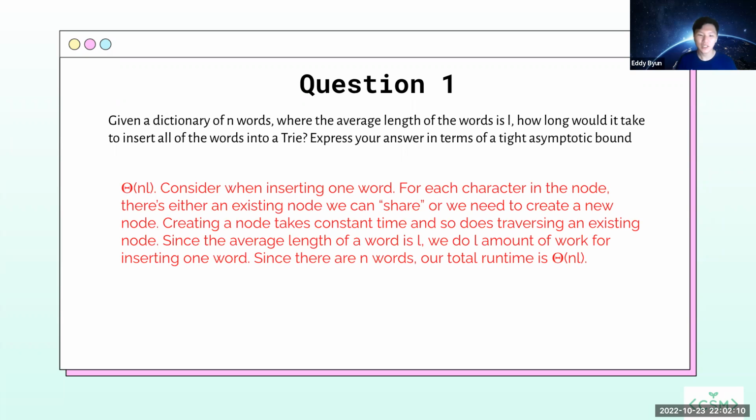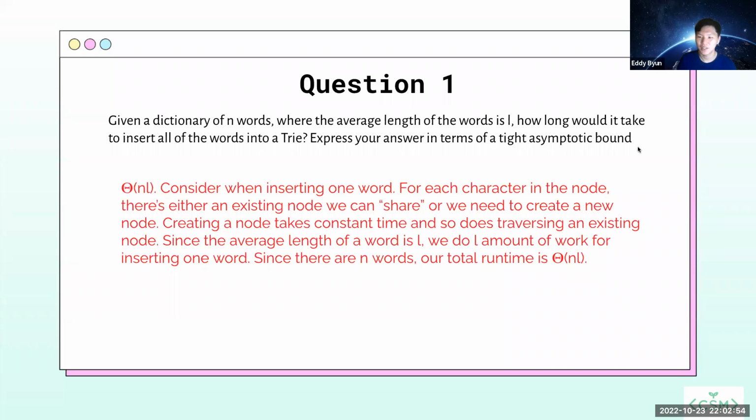And to answer this question, let's consider what happens when we're inserting one word. So for each character in the word, there are 2 cases. There's either an existing node that we can share, or we need to create a new node. And we know that creating a node takes constant time because that's just doing something like node n is equal to new node. It also takes constant time to traverse through an existing node. Since the average length of the word is L, we will do L amount of work for inserting one word. And now we can consider the case when we're inserting n words. That would just be n times L. So our runtime is going to be big theta of nL.